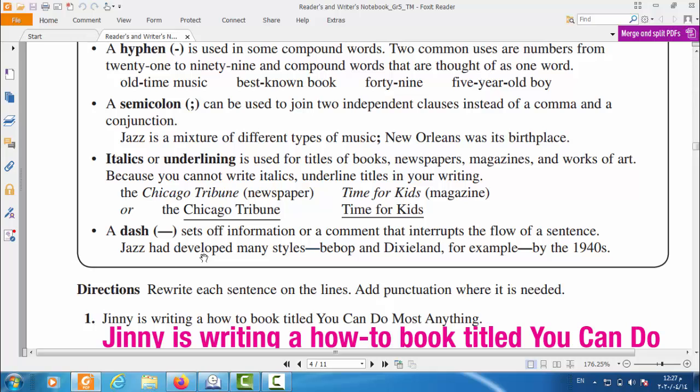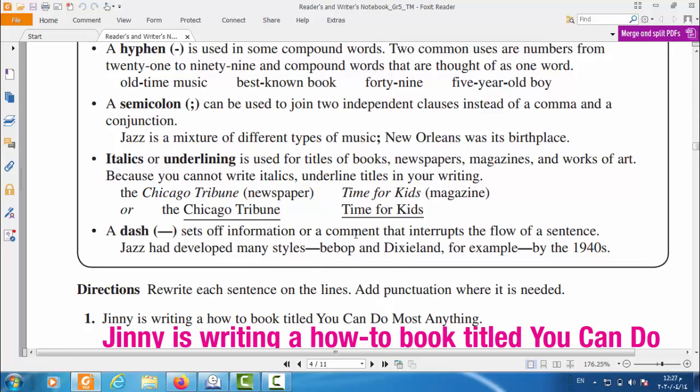So jazz had developed many styles, and then I interrupted the sentence to write what are the styles that I'm talking about, bebop and Dixieland. And for example, and then we put the time. That's why we put dash, guys. We put dash because we want to set off information or a comment. We want to put a comment or any information about the previous part. For example, I did right here, bebop and Dixieland, because I want to show the reader the styles of jazz that I'm talking about.